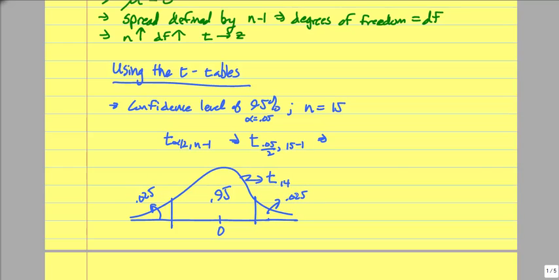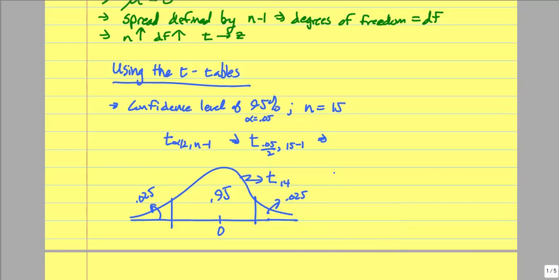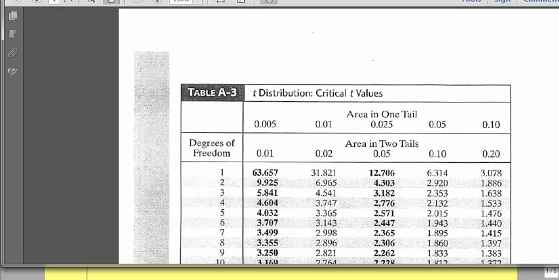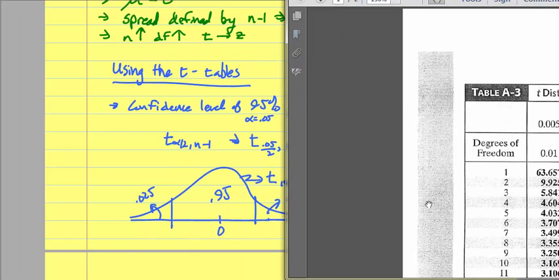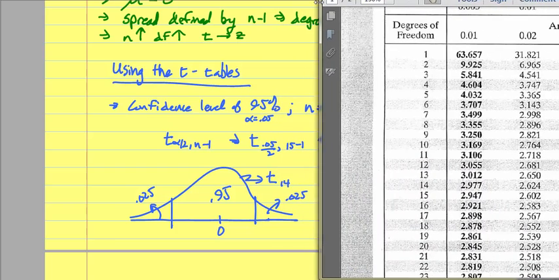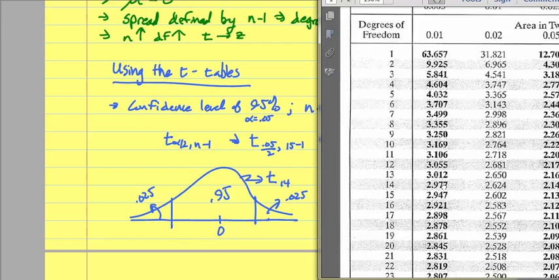The way our t tables read is different from the way the normal tables read, so we have to get used to looking at these. With the normal distribution, that one table describes a situation where we have a standard deviation equal to 1. The t table describes an infinite number of distributions with all sorts of different degrees of freedom. And remember, degrees of freedom define the spread of our variable. So we would pop open our t table, and again, we're looking for degrees of freedom of 14.